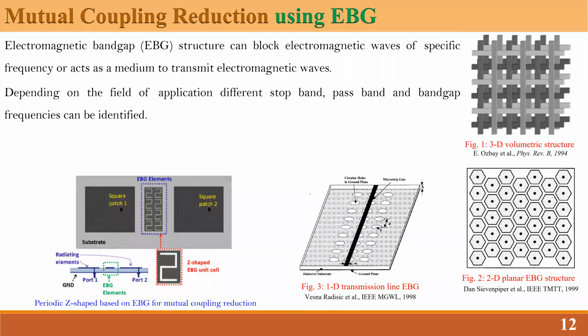Now, this is figure 1. It shows a 3D volumetric view of a structure like EBG. This particular structure is a 2D planar EBG structure, and this is a 1D transmission line type EBG structure. This structure is also very well known. It is called the mushroom type EBG structure. What is it basically? All these black dots are these. First of all, the shape is hexagonal. You are keeping this hexagonal shape in a periodic manner. And in between, you have a metal post.